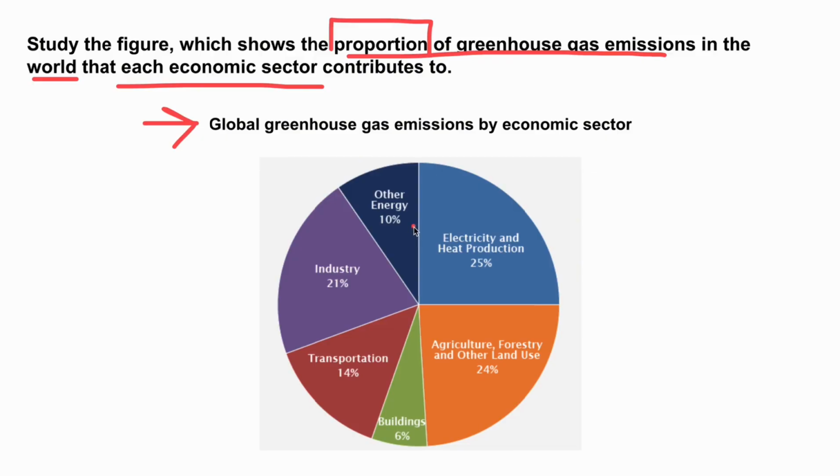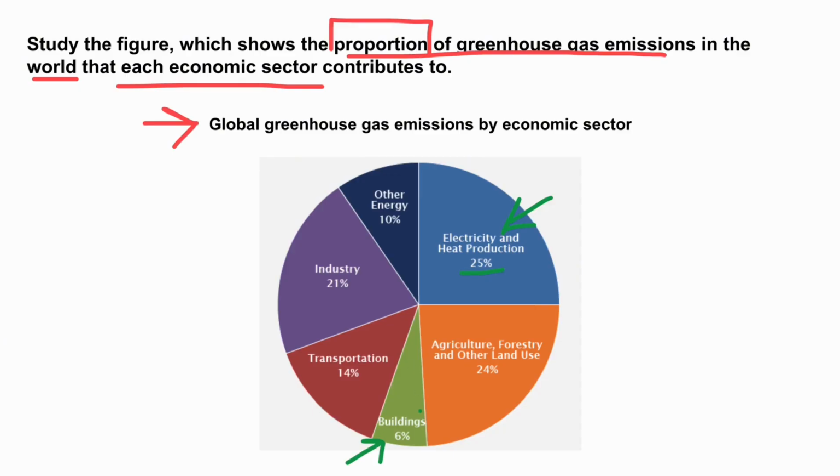Typically for a pie chart, they may ask you this question: describe the distribution of whatever data sets you see. And if you're asked a question of distribution, basically you should be looking out for things like the highest and the lowest data points. So which sector contributes the most, which sector contributes the least. And in this case, you will see electricity and heat production the most. I want to quote the percentage so that I'm actually making use of data in the figure to support my answer.